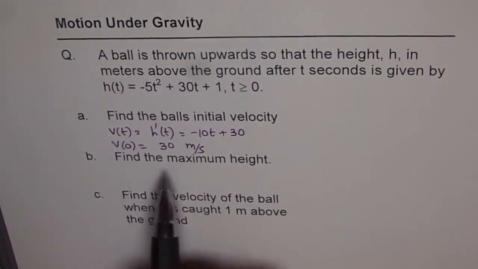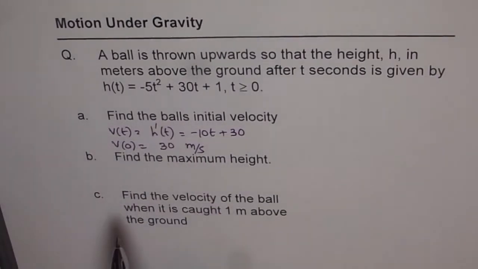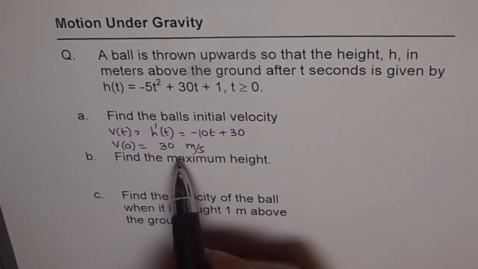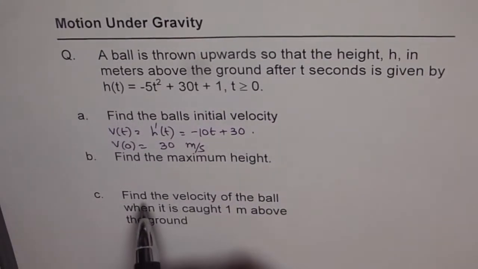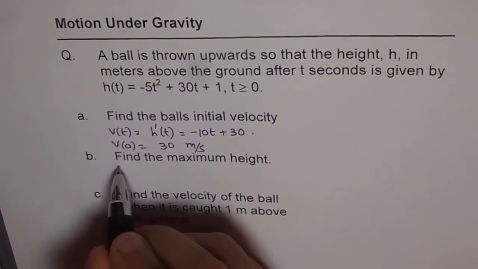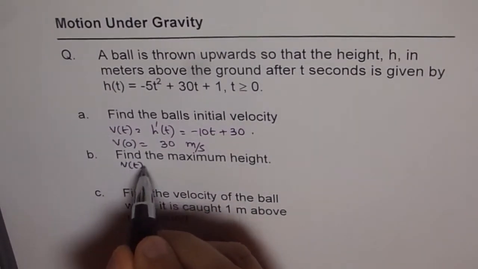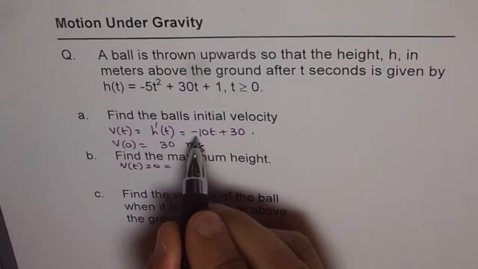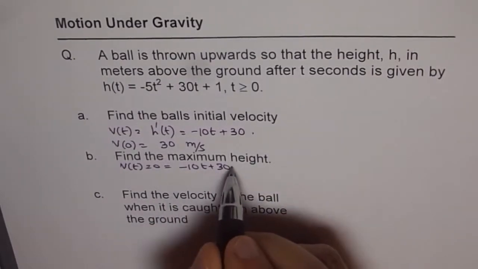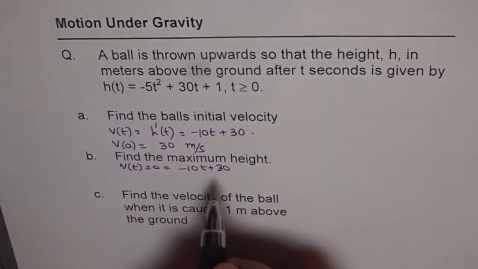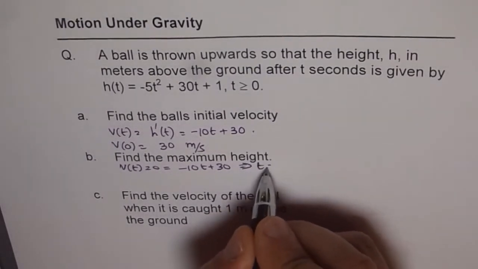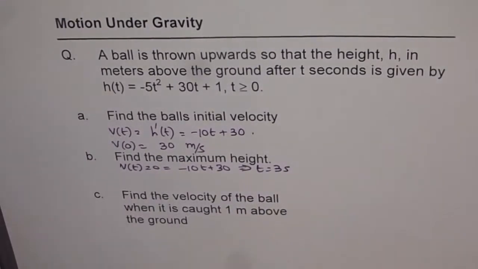Now part B is find the maximum height. Maximum height will be reached at the turning point, right? At that turning point, velocity is going to be 0. So we'll take advantage of that, find the time first, and then substitute the time to get the maximum height. When is velocity 0? We equate the velocity equation to 0. That gives us t equals 3 seconds, when the velocity should be 0.